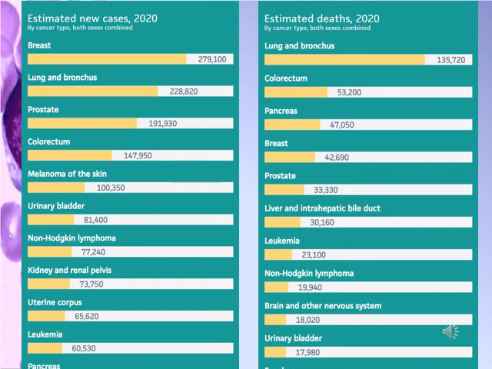Lung and bronchus is still number 1. Colorectal actually moved up to number 2, pancreas 3, and then breast and prostate 4 and 5. So either way, I mean, that you understand that these kind of top cancer diagnoses are the leading cases and the leading causes of death for that type of cancer is really, really important that you understand that.